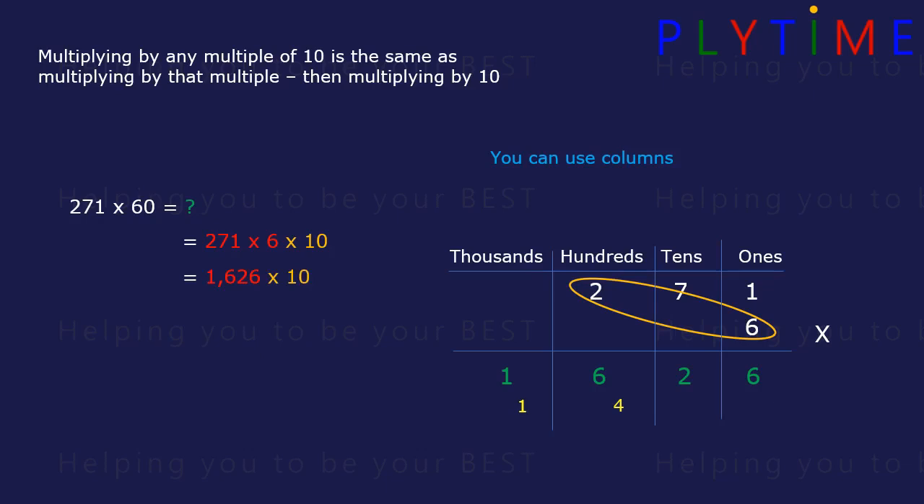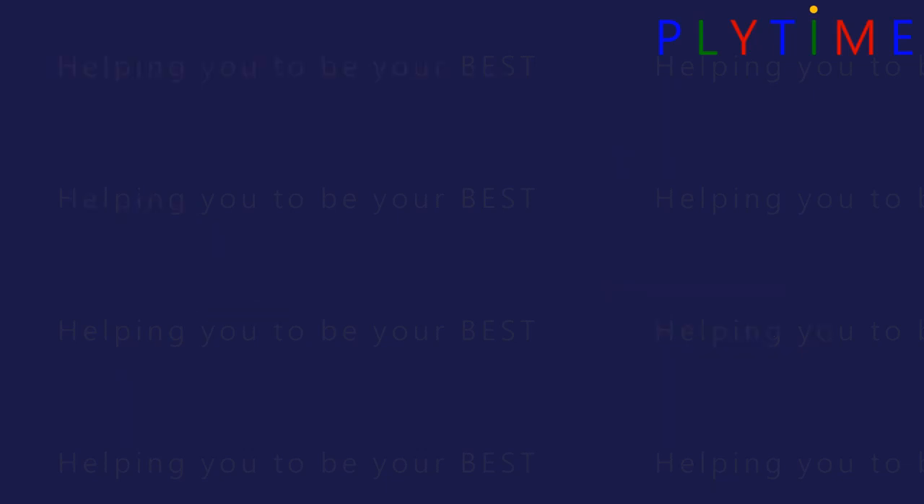To multiply by 10 when it's a whole number, we just add an extra 0. So our answer is 16,260. You can use the same method when multiplying by 50.